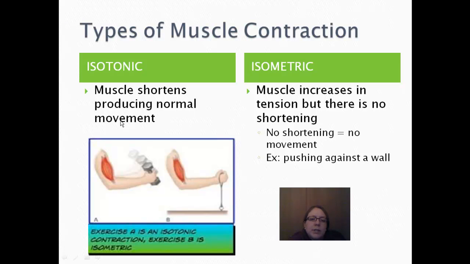The other two types of muscle contractions are isotonic and isometric. Isotonic are the types of contractions you see the guys in the gyms doing their bicep curls. The muscle is shortening and doing its normal motion. Isometric, on the other hand: iso means same and metric means distance. So it actually doesn't shorten. So this is an example of an isometric contraction. Pulling on that rope, pushing against the wall, you're not necessarily shortening the muscle, but there's still tension. There's still contraction.